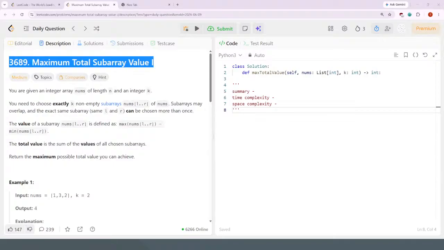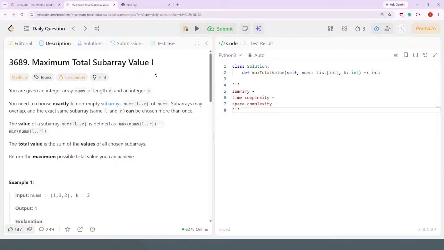Alrighty, let's see what we got today. Maximum total subarray value, part 1.